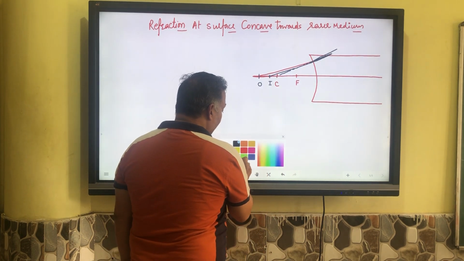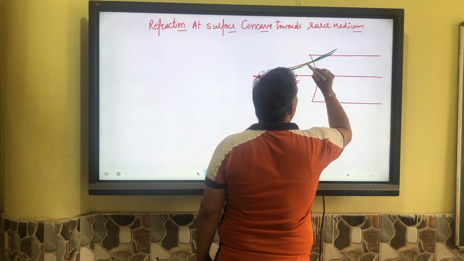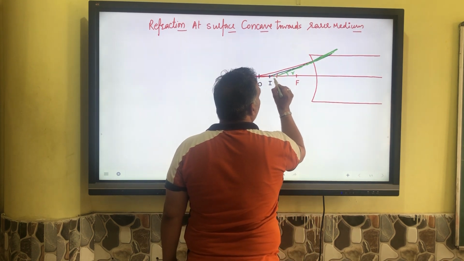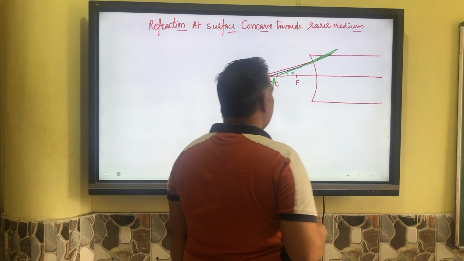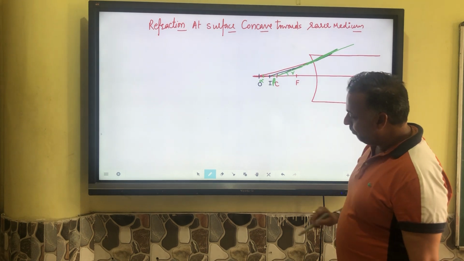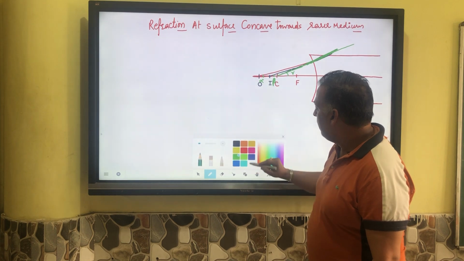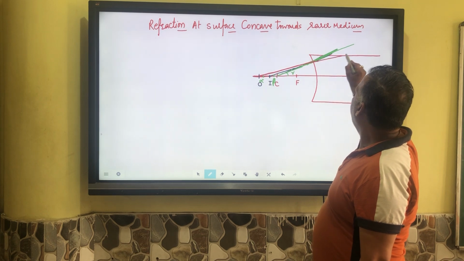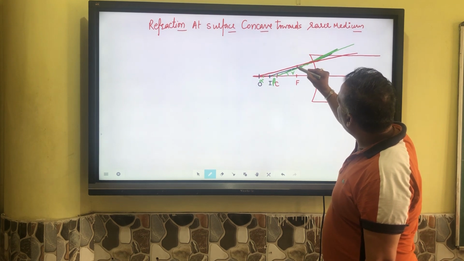If I consider the angles formed here, this is gamma, this is beta, and this is alpha. First, I will talk about this example. Secondly, this was a ray. It has to go toward this side.